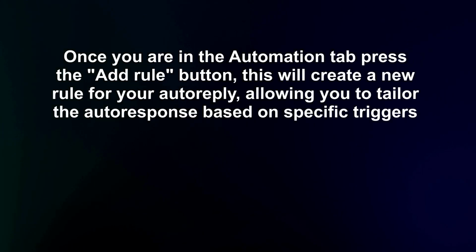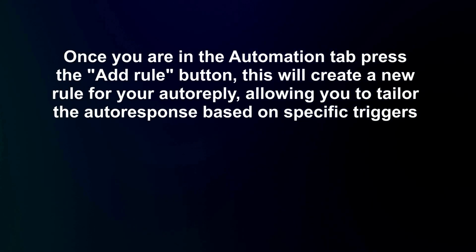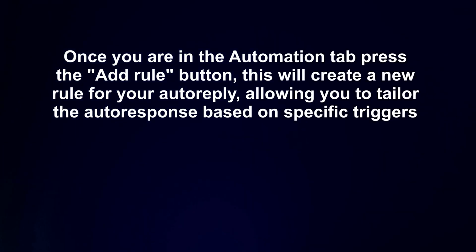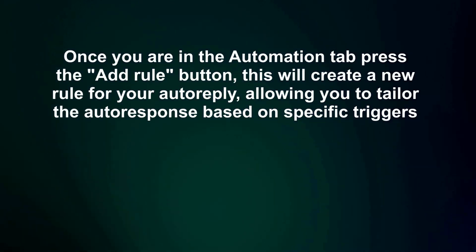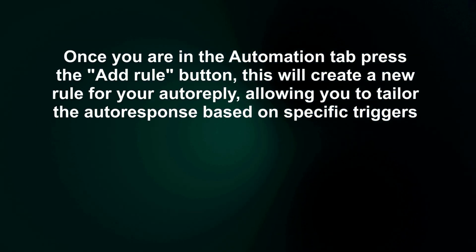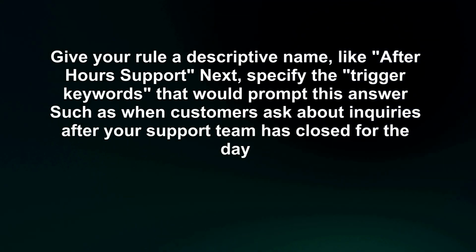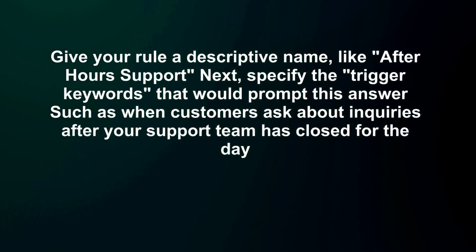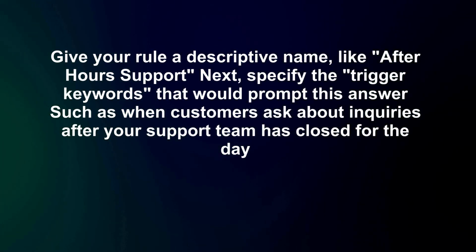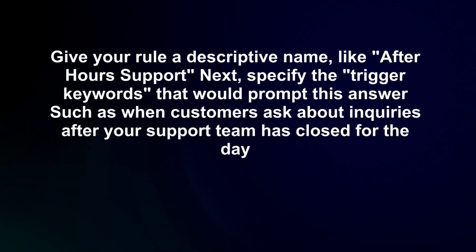Once you are in the automation tab, press the Add Rule button. This will create a new rule for your Autoreply, allowing you to tailor the auto response based on specific triggers. Give your rule a descriptive name, like after hours support. Next, specify the trigger keywords that would prompt this answer, such as when customers ask about inquiries after your support team has closed for the day.